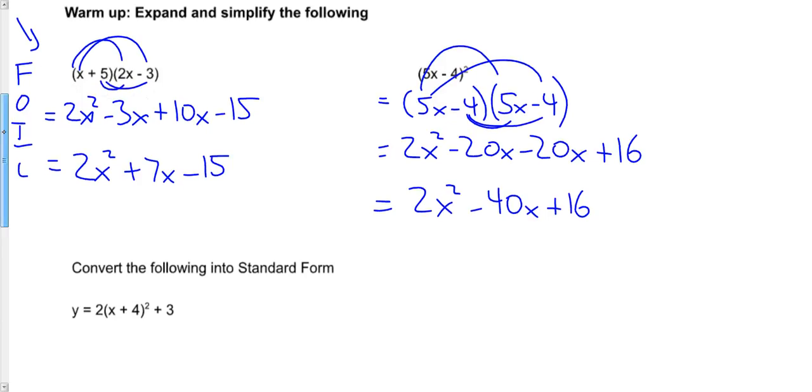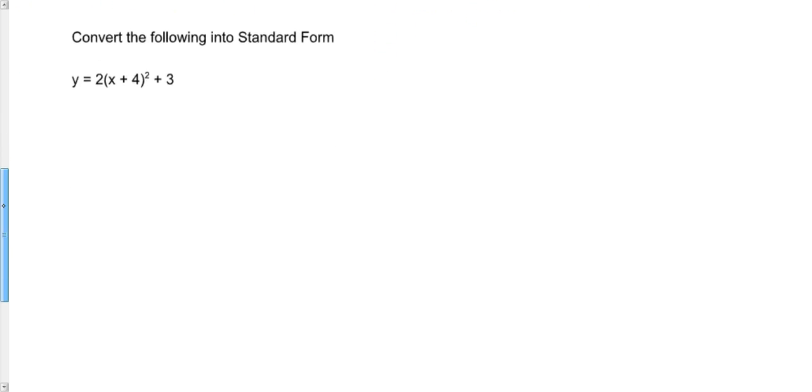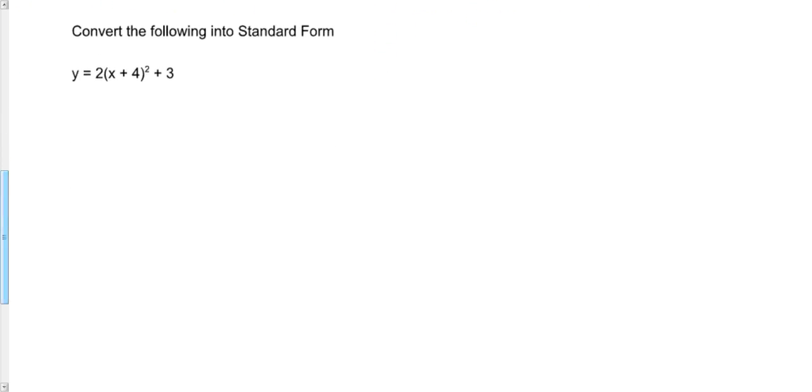In terms of our warm-up, we can carry on by looking at how to convert into standard form. We did this in the last lesson. When we convert into standard form, it's really important to recognize that there is a binomial in here. In this case, the x plus 4 squared represents a binomial, so we can expand that out and then build on that piece. This particular formula is written in vertex form, and we want to convert that into standard form. So we want to expand out this binomial.